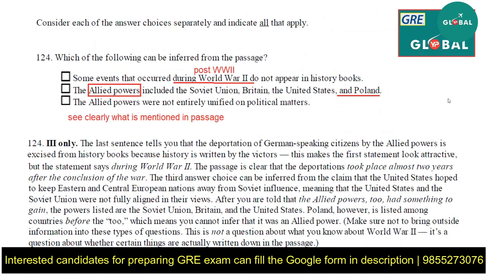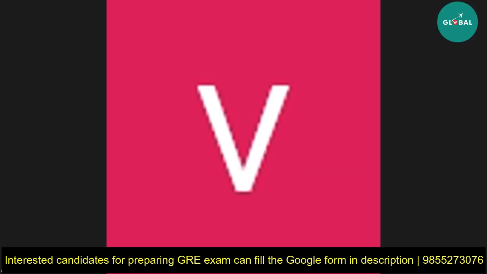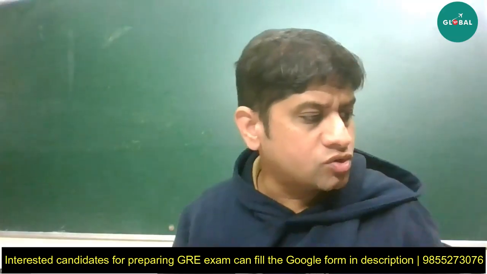So, typically in GRE, when an inference is to be drawn, go to that particular line the question is asked from, like World War II events not appearing in history books. Go there and you will find some answer. Allied powers included this, Poland may not be an Allied power. So go there and see this. This is how you need to identify where the question is asked from. So I hope that this is clear to you.